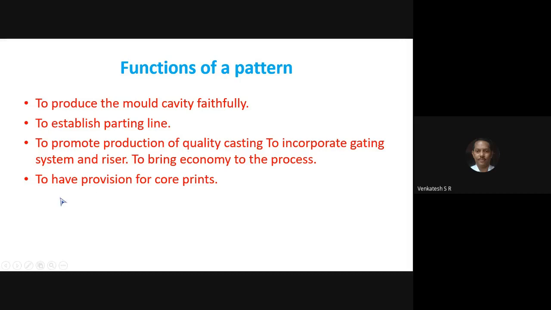Next line, write down number 4, to have provision for core prints. So these are the 4 functions of the pattern, which are very, very important.